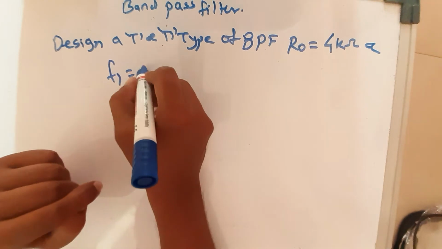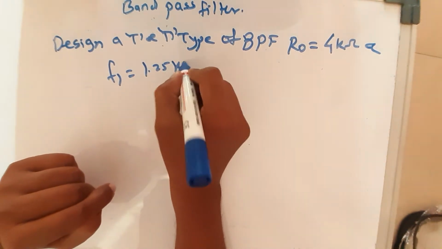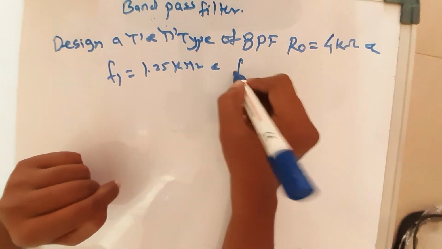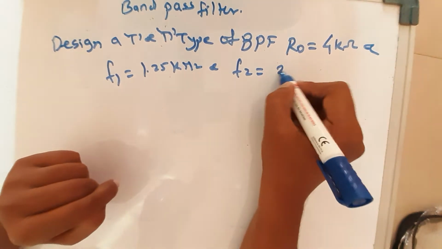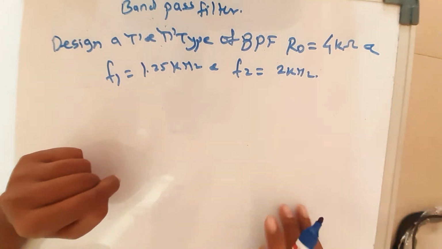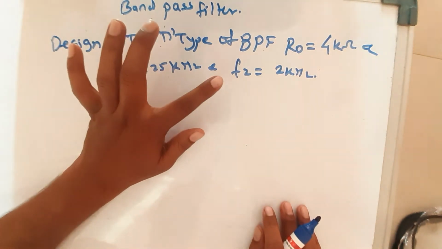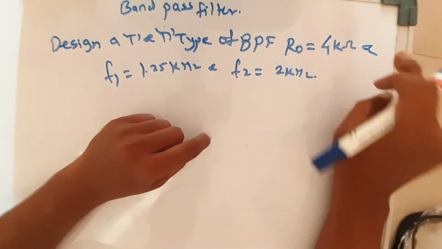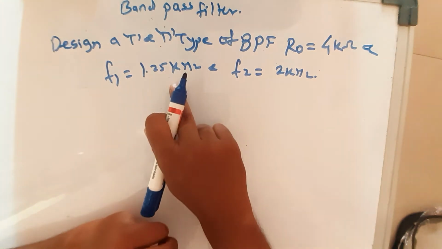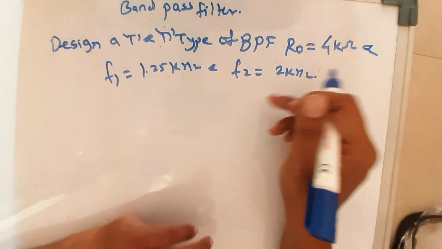F1 equal to 1.25 kilohertz and F2 equal to 2 kilohertz. Okay, so we have to design T and pi type of band pass filter having R0 equal to 4 kilo ohm, F1 equal to 1.25 kilohertz and F2 equal to 2 kilohertz.